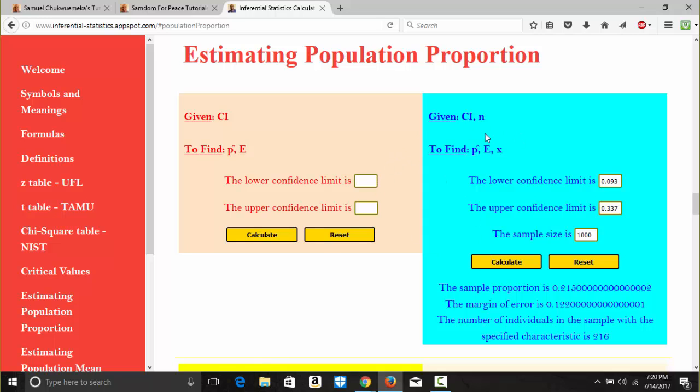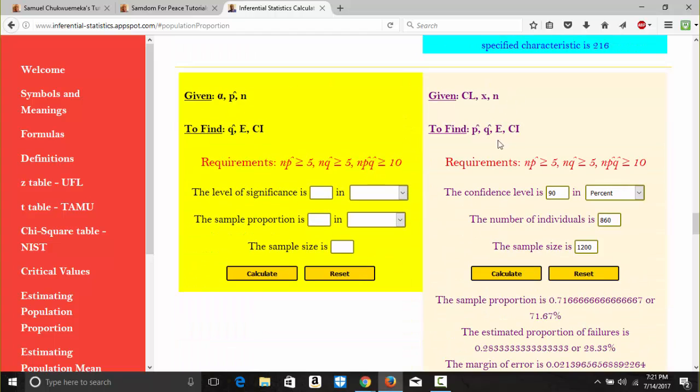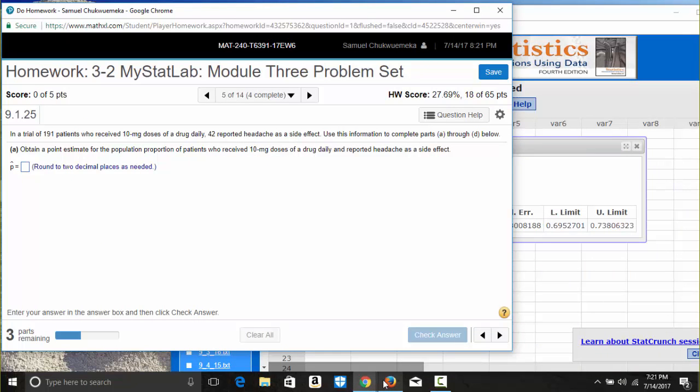We are given x and n, and we're asked to find p hat. P hat is the sample proportion. So we are given x and n, and we're asked to find p hat. You can actually use this. I know they didn't tell us level of confidence, right? They did not. But that's fine.